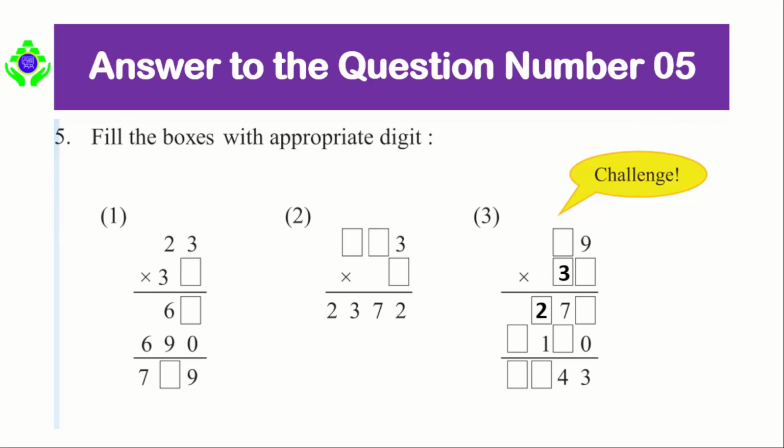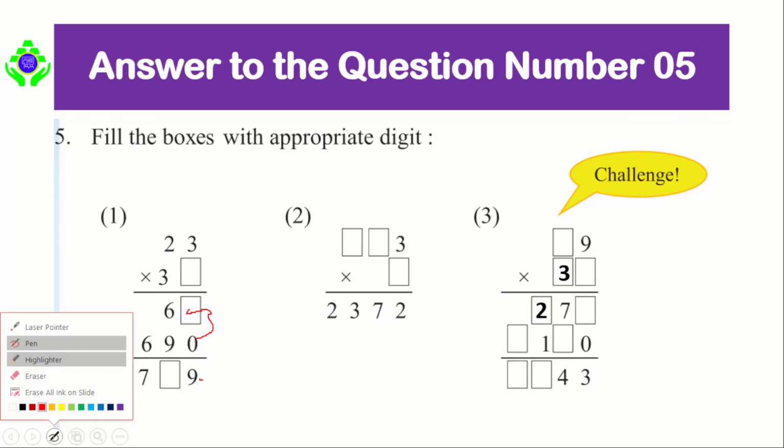So the first question is 23 into 3 and a box, and on the final result there is 7-9. So we need to fill up these boxes. So how can I do this? First of all, you need to focus on this line on your right side. You can see there is a 9, and as you know, this 9 is the summation of this box and this 0. So as there is a 9, there should be a 9.